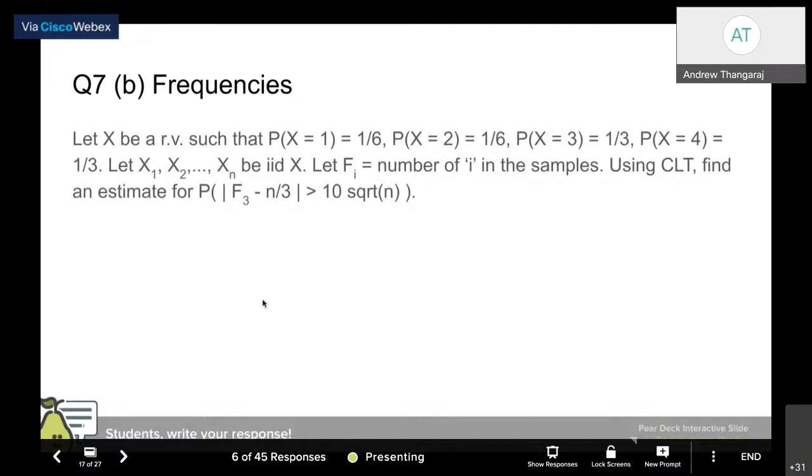So the root n will cancel and you will get something, and then from there you have to write something. Given lots of hints here, so it's just careful redoing of the earlier steps.